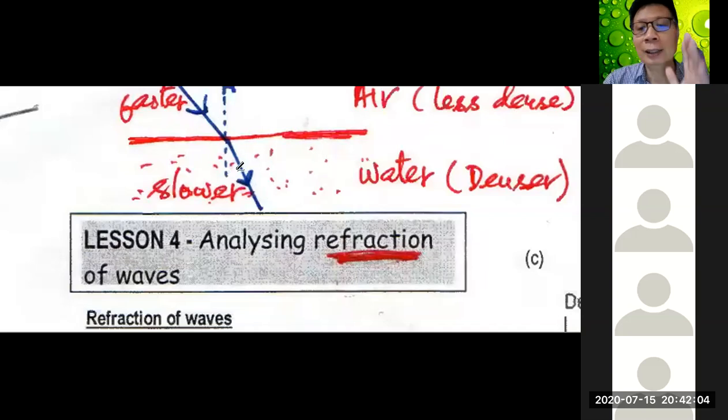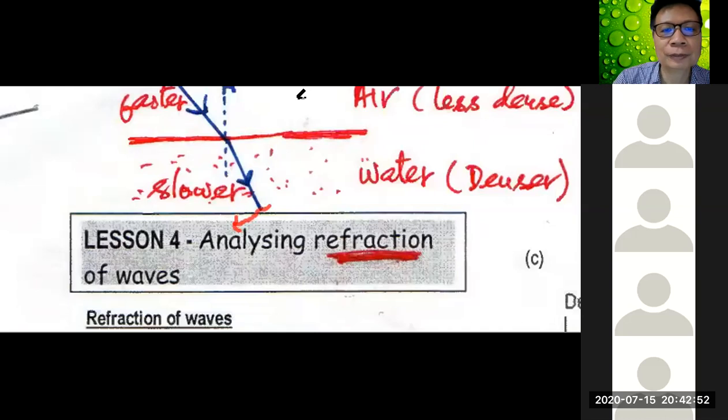This refraction is towards the normal. This is a normal line: draw a 90-degree line to the water surface. The light moves and then bends towards the normal. From less dense to denser, it goes towards the normal. Remember this. The other way around is the opposite: from denser to less dense, it will refract away from the normal.